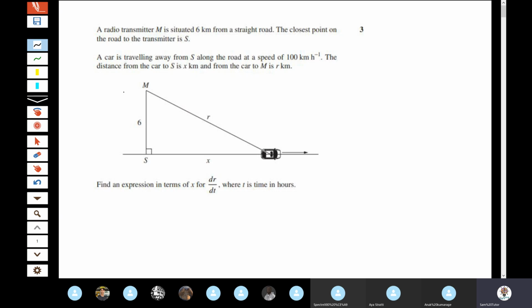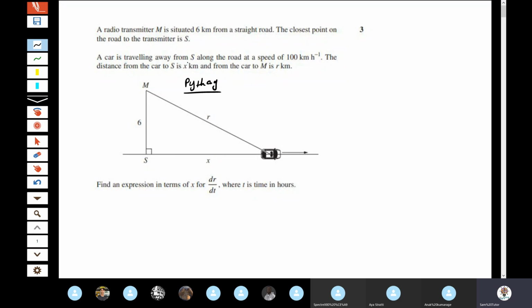Let me also start now and see if you guys were going on the right track. A radio transmitter M is situated 6 kilometers. Just before I continue, what are we definitely going to use? Pythag. Yeah, Pythag. You definitely know that that's going to happen. It should be screaming at you. It's situated 6 kilometers from a straight road. The closest point on the road to the transmitter is S.